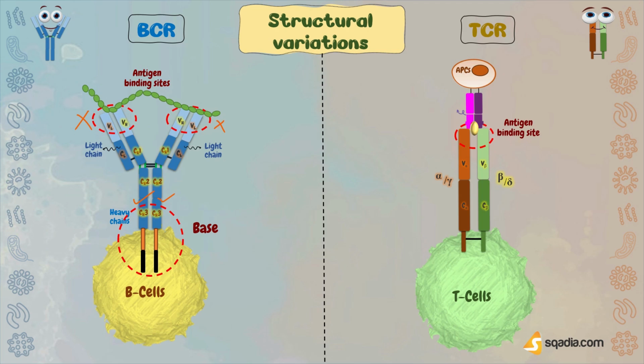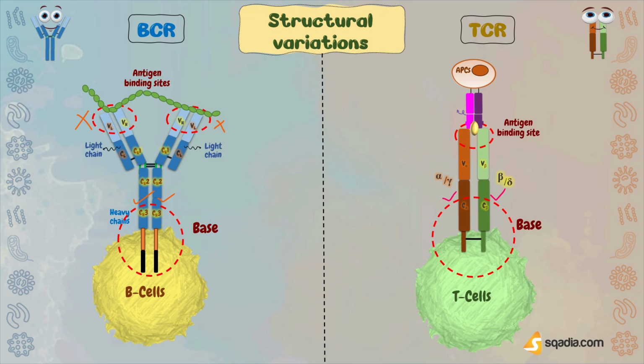So, these BCRs are expressed on the surface of B lymphocytes, which are responsible for the production of antibodies and humoral immune responses. Whereas in TCRs, this site opposite to the antigen binding site is also named as base, but unlike BCRs, it is made of the constant domains of both alpha and beta chains. This base helps them anchor over the surface of T cells and is involved in intracellular signaling.